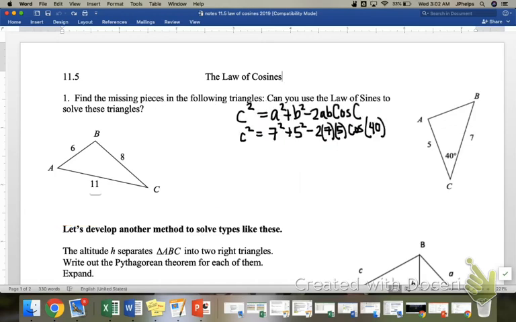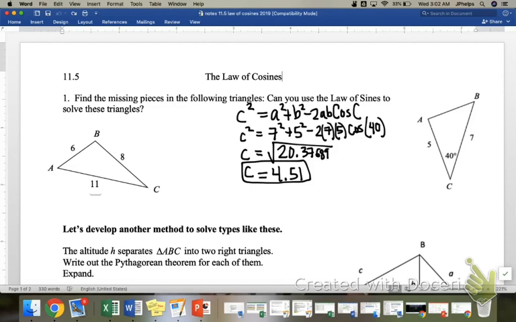We want to start by writing the formula in terms of c, since we have angle c is 40 degrees. So we've got c squared equals side a squared, which is 7 squared, plus b squared, that's 5 squared, minus 2 times 7 times 5, cosine of 40. And when you simplify this, we need to do the square root of the right side, and the square root of the right side is 4.51. And remember, for side lengths, we want to round to the nearest hundredth. So side C is 4.51.